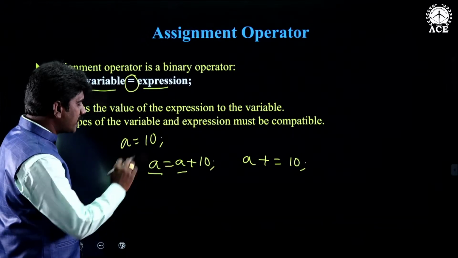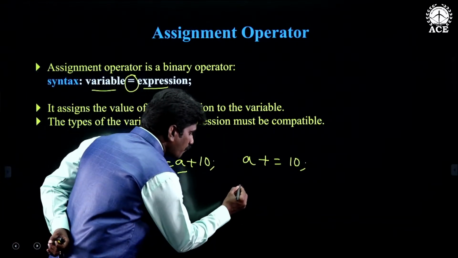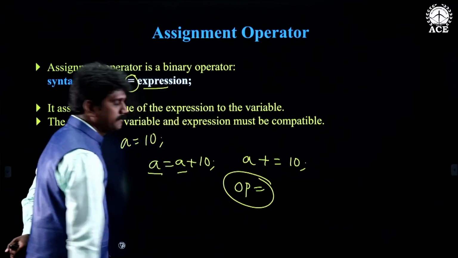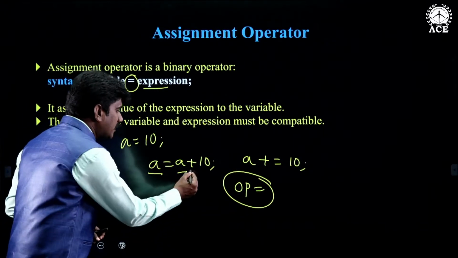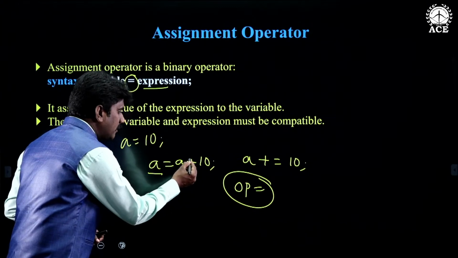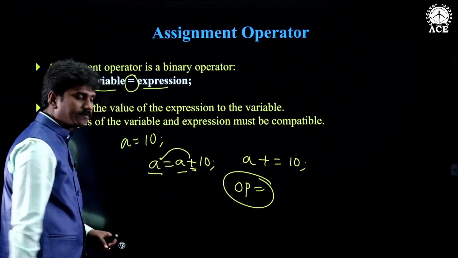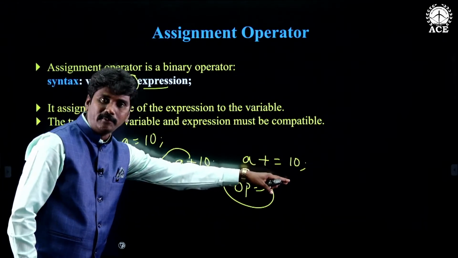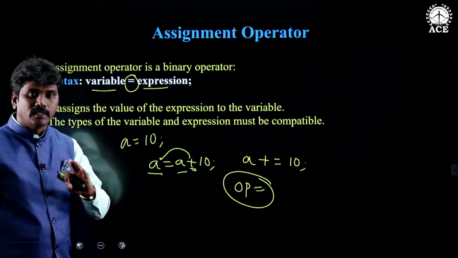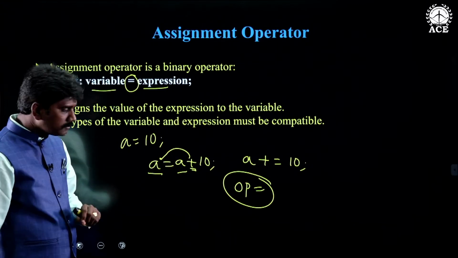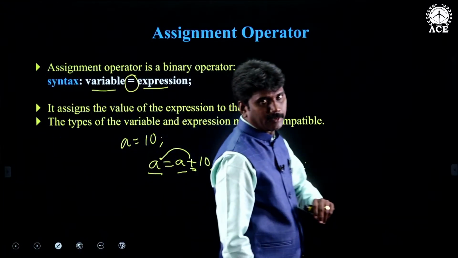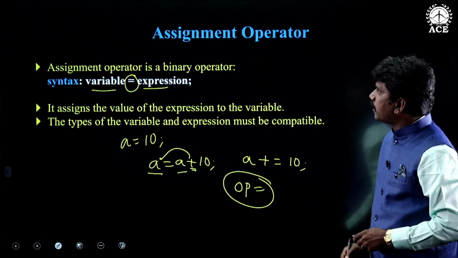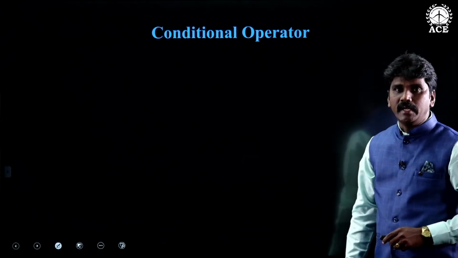How the shorthand assignment operator will be is OP is equal to, we can use this format. Means whatever operator we are having here, that will come in the front. A is equal to A plus 10 can be written as A plus is equal to 10. That is also called the shorthand assignment operator. So the assignment operator is this. Next one is the conditional operator.